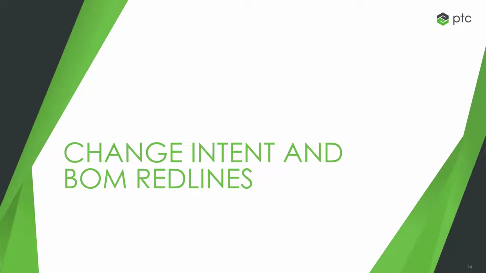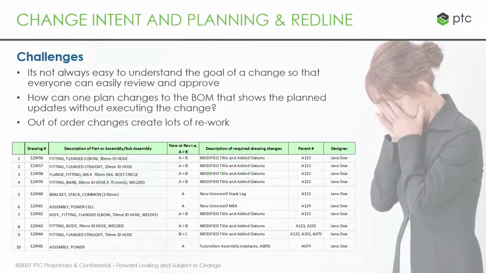Now let's take a look at another part of the digital thread, change management, and we'll focus on capabilities around redline. So some challenges that people have in change management is it's not always easy to understand the goal of a change so that everyone can easily review and approve. Also, how can I plan the change? How can I plan changes to the BOM that shows the planned updates without actually having to execute and make that revision? Maybe we're not ready to make it, but we want to communicate what we're going to do.